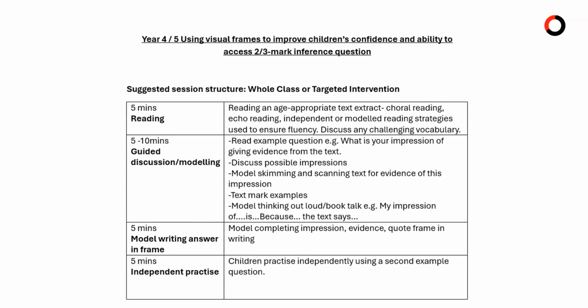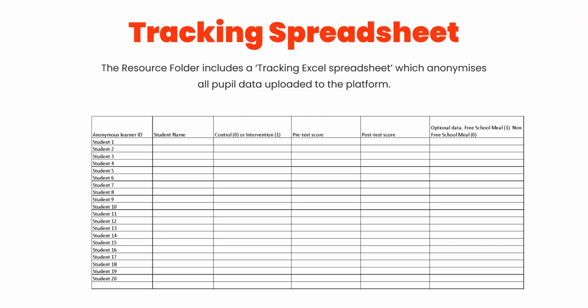And the school that's developed this has shared the suggested session structure, which is used for the whole class of targeted intervention. Again, this is in the resource folder, which is 5 minutes reading, 5 to 10 minutes guided discussion modeling, 5 minutes to model writing an answer in the frame, and then independent practice using a second question. You'll find a tracking spreadsheet in the resource folder as well, which allows you to link an anonymized learner ID to a student in your class.